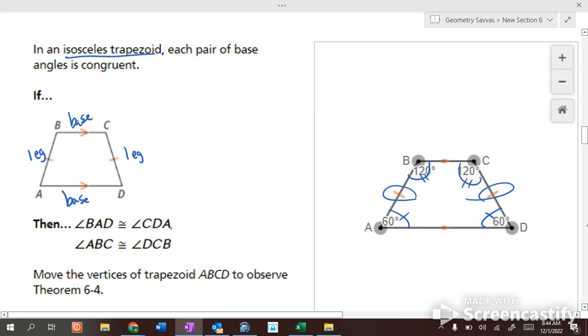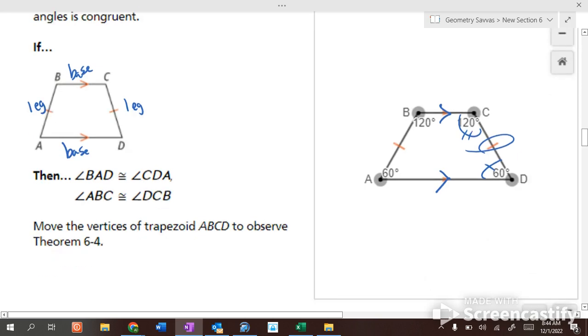What do we notice about the non-congruent angles? What do they add up to? 180. Why is that? Well, these are parallel sides. And if you remember back to chapter 3, maybe it's chapter 2, I forget which chapter it is. These two angles are in between parallel lines. They're same side interior angles. What do we know about same side interior angles? They are supplementary.